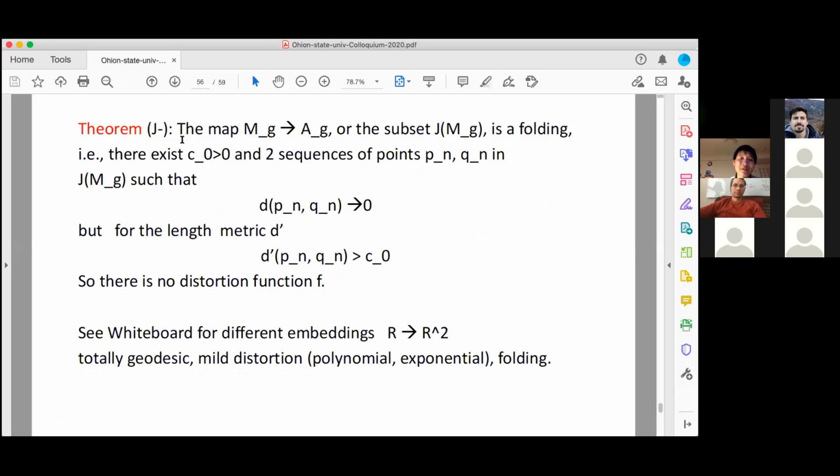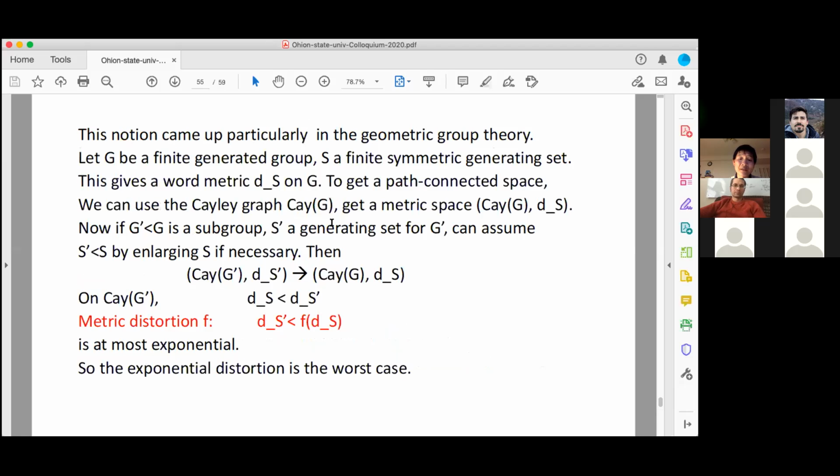So here's one result. Now this map, MG into AG, or the subspace, is a folding. What does it mean? There is a positive constant and two sequences of points in the image such that that distance goes to 0, but the length metric is positive. You see, the ratio goes to infinity.